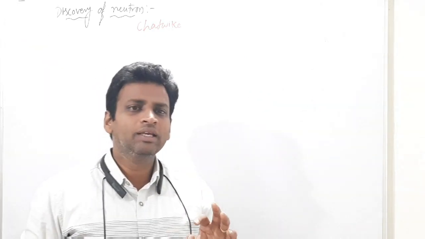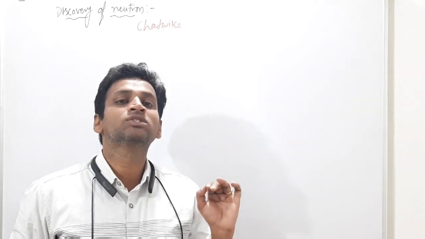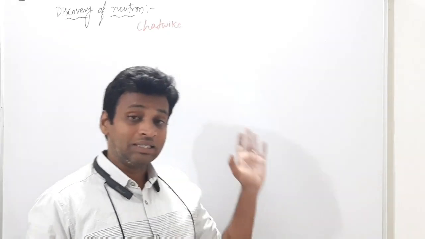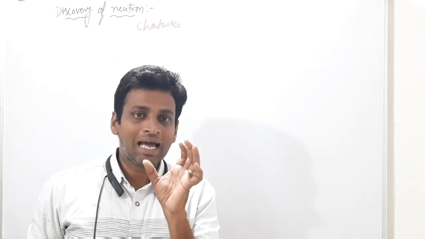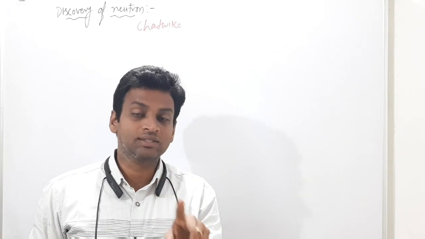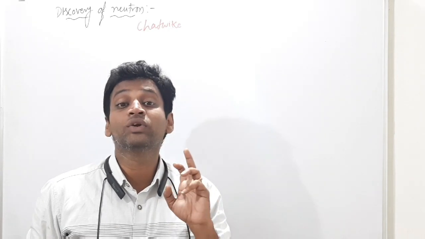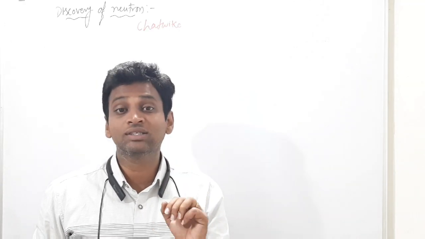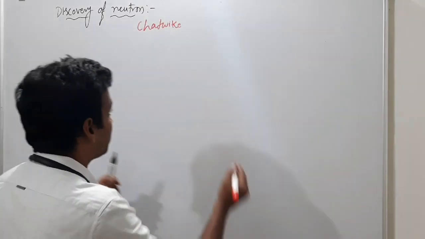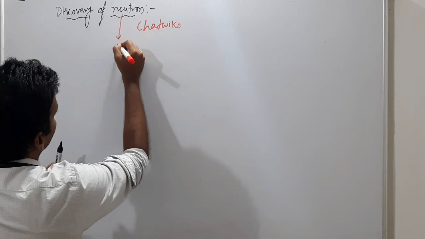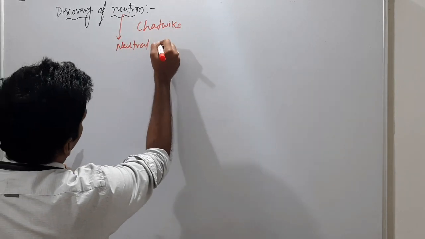So everybody, including Rutherford, concluded that the mass of the atom is due to the presence of protons. But Chadwick concluded later on that the atom consists of a nucleus, and that nucleus consists of two particles, one is proton and one is neutron. And the neutron is a neutral particle.